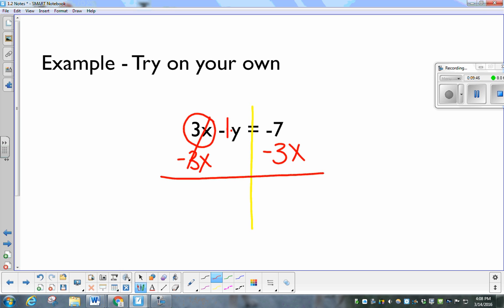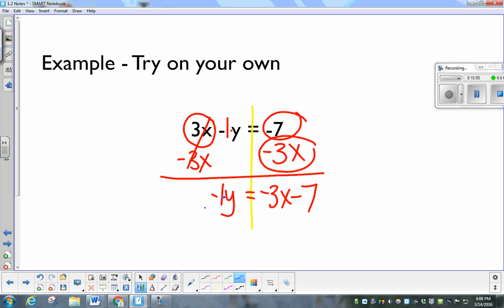3x minus 3x is 0. On this side, I'm not left with y. I'm left with negative y, or negative 1y, as you might want to think of it, equals negative 3x minus 7. Negative 3x, the 7's also negative, so it needs to be subtraction over there. Now I can get rid of that negative in front of the y, which is really an invisible negative 1. So I'm going to divide both sides by negative 1.